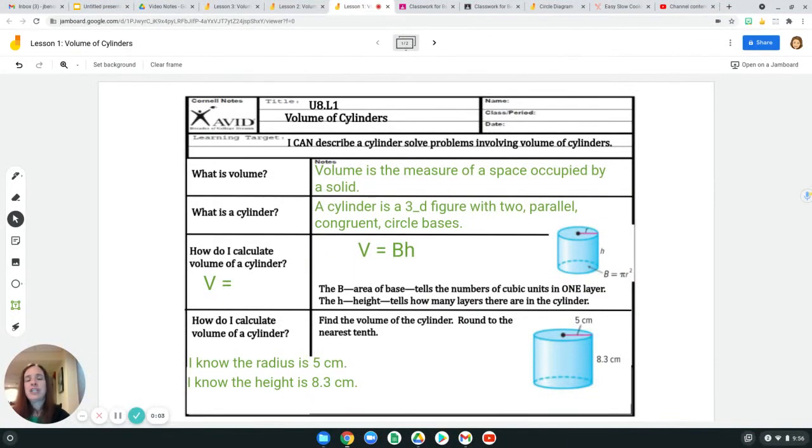Volume of cylinders. We're going to be taking notes on volume of our first shape today. Get your note packet ready. If you don't have a note packet, you're taking these notes in your learning log. Get the title, volume of cylinders.